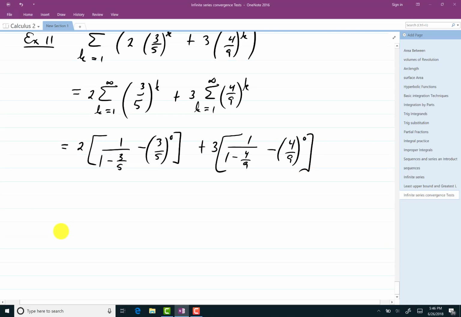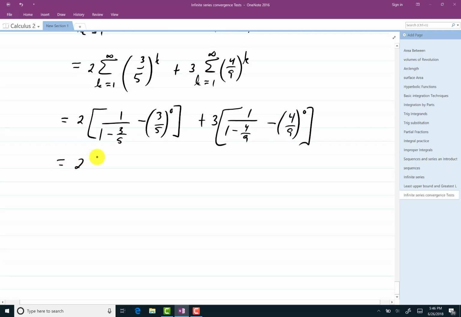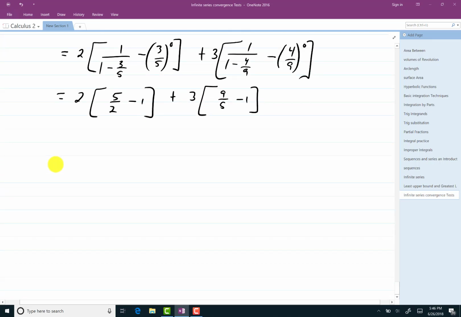It really doesn't matter. I have the sum now. I have 2 times, well, 1 minus 3/5 is 2/5. This is 5/2 minus 1, plus 3 times, here I'm going to get 5/9, but I flip it and I get 9/5 minus 1. So I'll have 2 times 3/2 plus 3 times 4/5. So I'll just stop over there. It equals 27 over 5. Obviously, it converges.